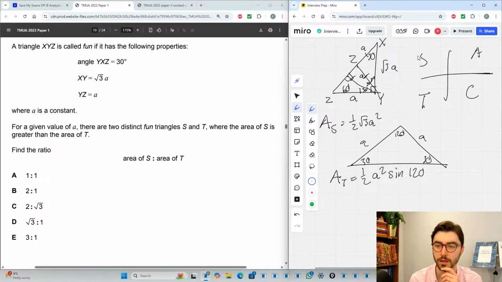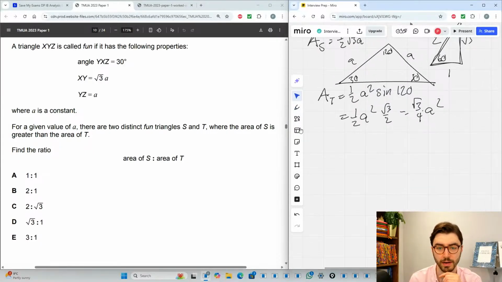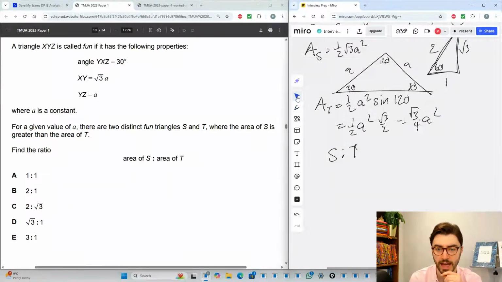Oh, come on. So 120 is going to be here based on an area, that angle being 60. And again, as we saw from the 1 to root 3 triangle, sine 60 is root 3 over 2. So it's a half A squared times root 3 over 2, which is root 3 over 4 A squared. So the area of S to the area of T is a half root 3A squared to a quarter root 3A squared. So it's a 2-to-1 ratio, which is B.